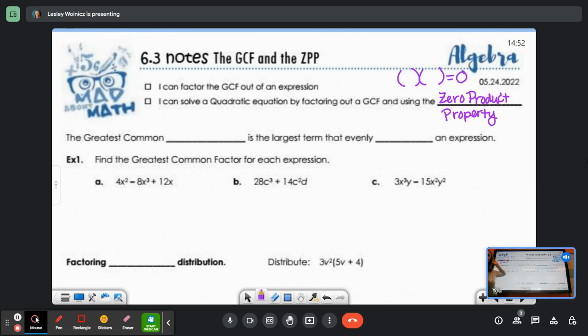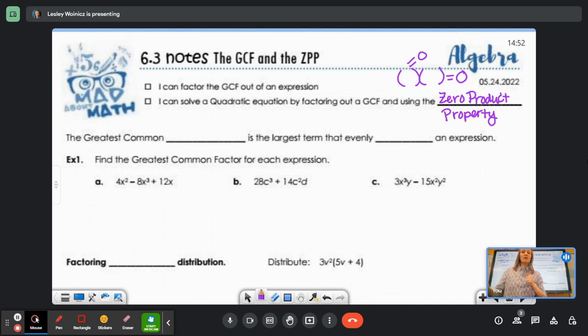And in order for this equation to be true, at least one of the factors has to actually equal zero, right? So we can set the factors equal to zero and solve for the x's that make that true. If you missed that yesterday, you're going to want to make sure and watch that video.